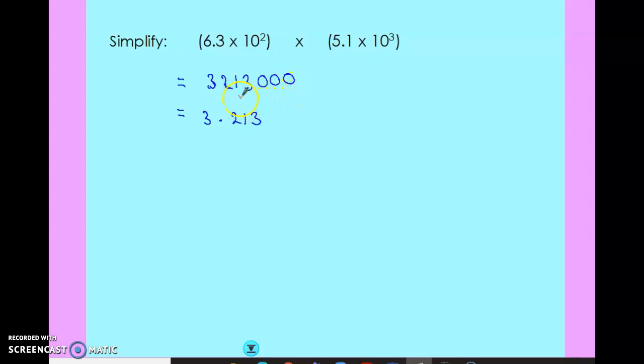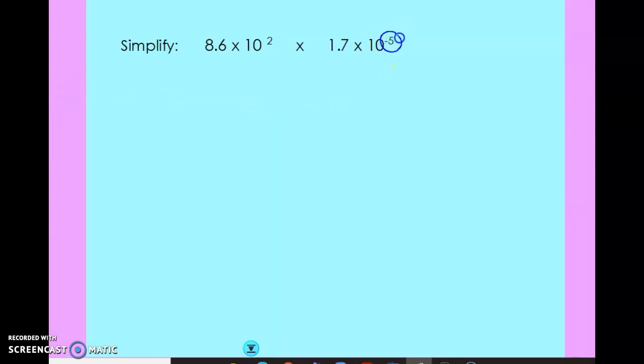Sorry if this is picking up. My dog is playing with a toy that makes the sounds of a cat. Sorry if it's picking up there. So we get 3.213 times 10 to the power of 6.